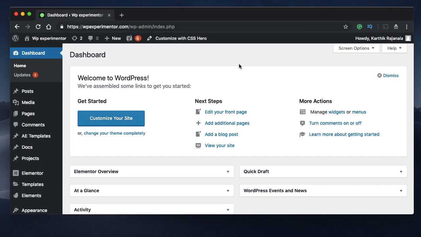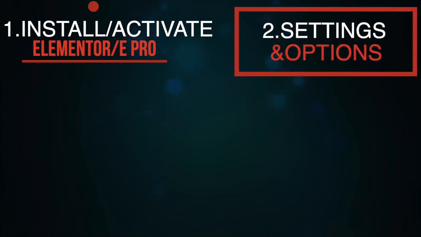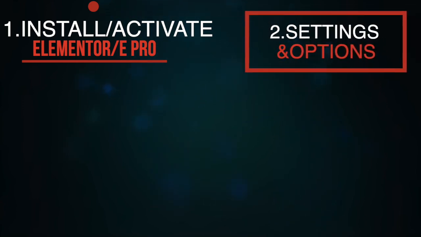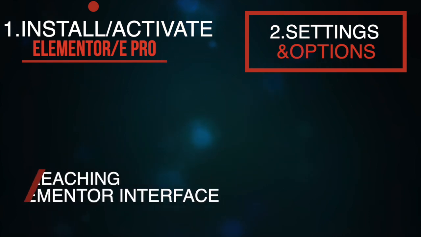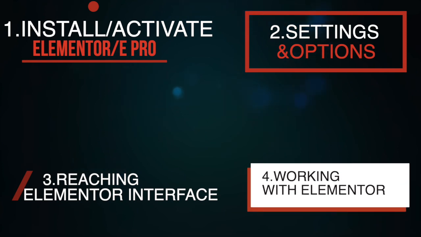So for the sake of convenience, we'll divide this tutorial into 4 main parts. The first part is to install and activate Elementor and Elementor Pro. The second part is understanding various settings and options that you have on your WordPress dashboard for Elementor. Third part will teach you how to reach the Elementor editor interface where all the magic happens, where you actually design your templates or your posts or pages. And the fourth and final part is actually the design process, where you actually design the templates using Elementor.